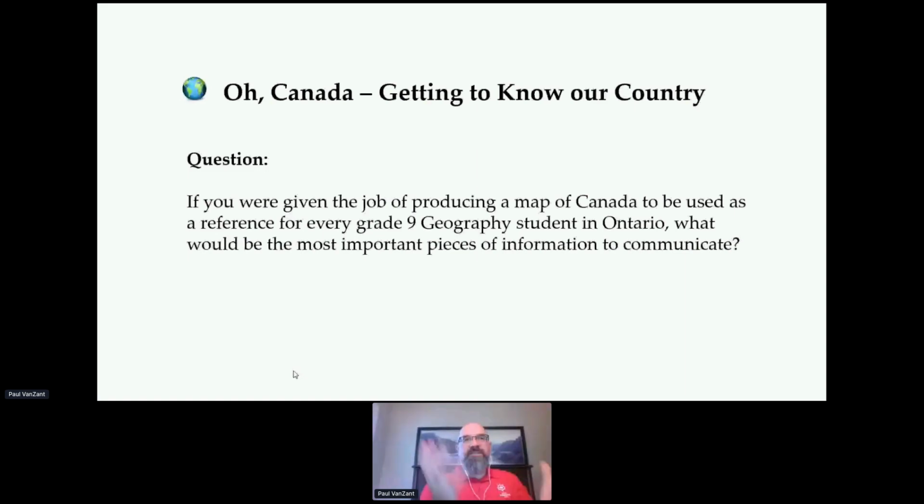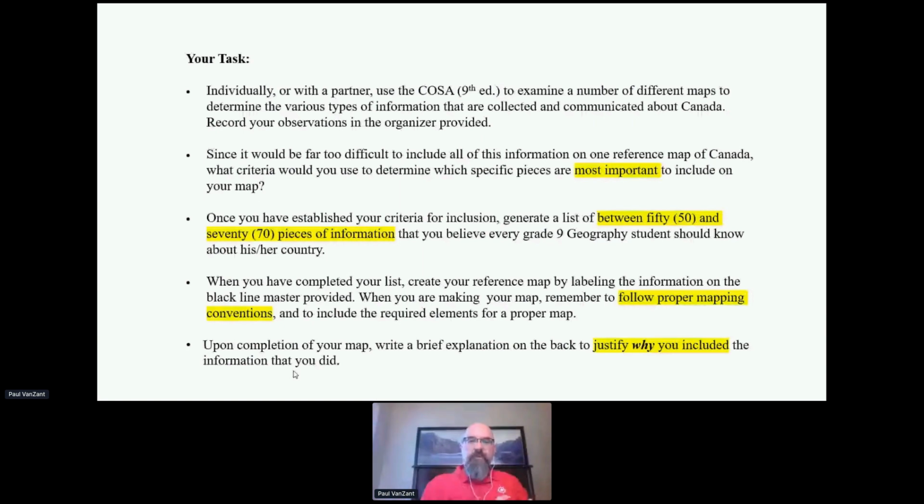Once they'd established those criteria, they had to bring everything down to between 50 and 70 pieces of information, recognizing that one city on a map represented one piece of information. It was difficult to sift through, but it got them thinking about how things were visualized on a map, what was important information, what was not, and then how they were going to incorporate it into their own maps. And they were given an outline map of Canada in order to develop that, with the expectation that they would use proper mapping conventions as they went.